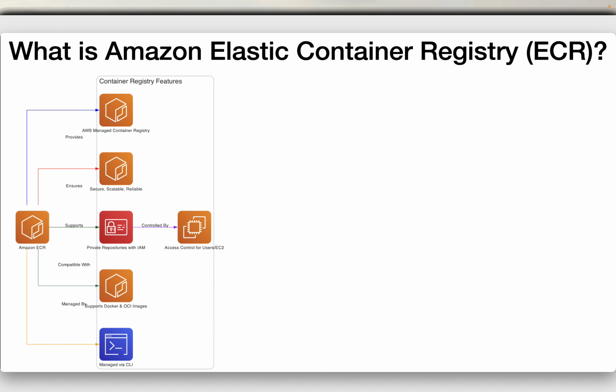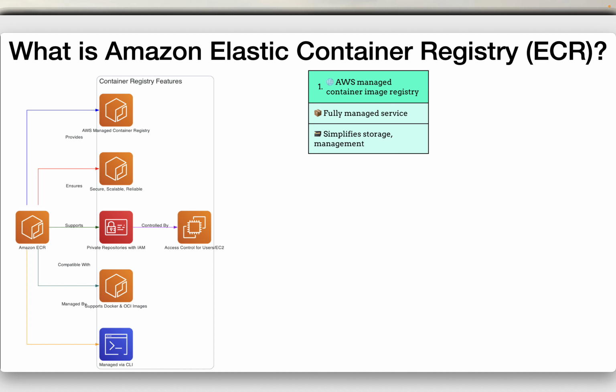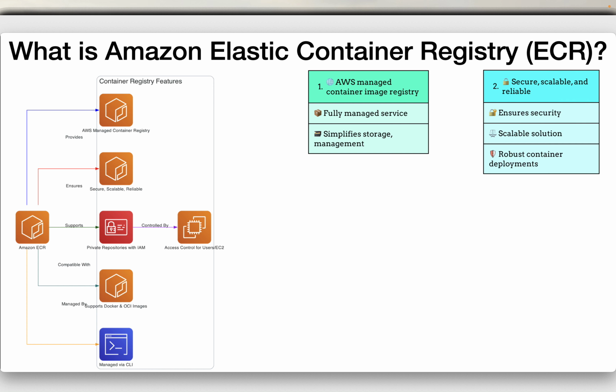Okay, what is Amazon Elastic Container Registry? One, AWS managed container registry. Amazon ECR is a fully managed container registry service provided by Amazon Web Services, simplifying the storage and management of container images. ECR ensures the security, scalability, and reliability of your container image registry, providing a robust solution for managing your container deployments.